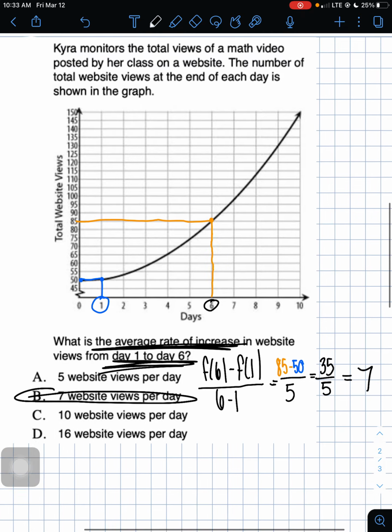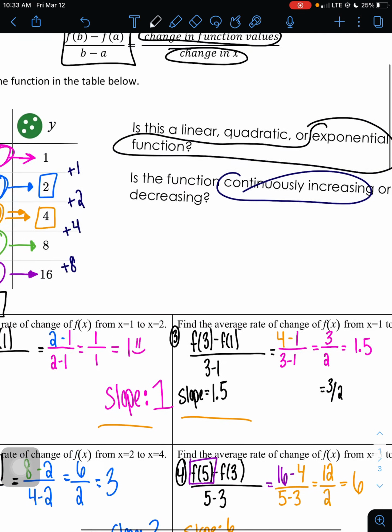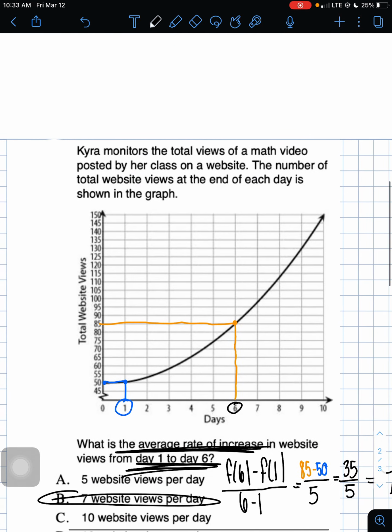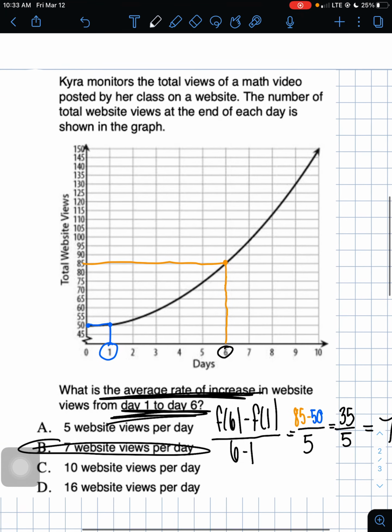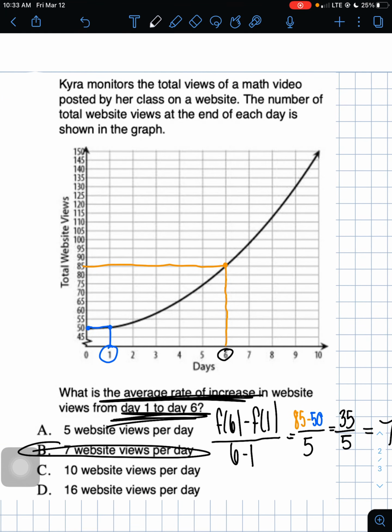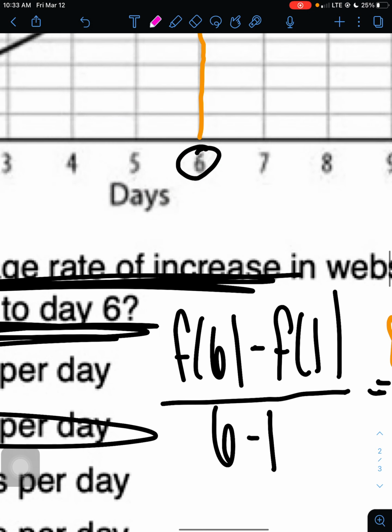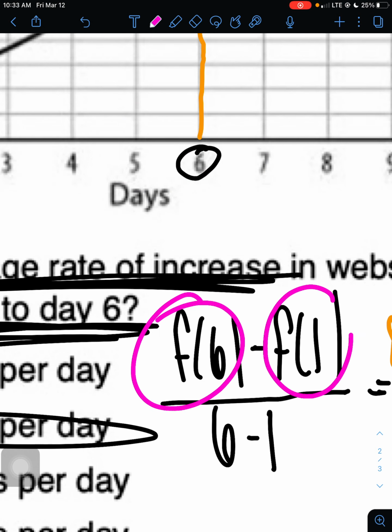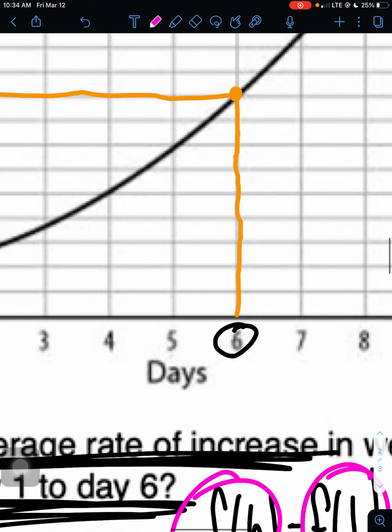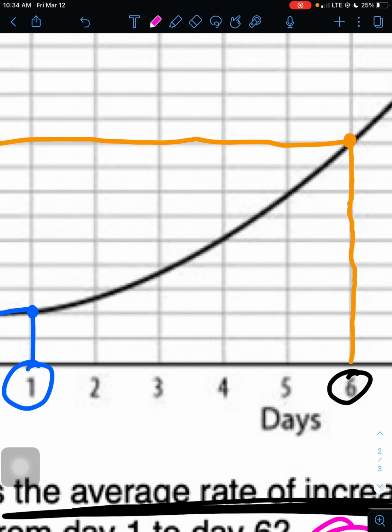So you guys are able to do this with a graph as well as with the table. I think the most important thing to take away from this Edpuzzle video is that we are evaluating for these values. We're evaluating for f of 6. We're evaluating for f of 1. We're evaluating for whatever's in our numerator. And to do so, we use that table, or we can use the graph and dissect the information that way.